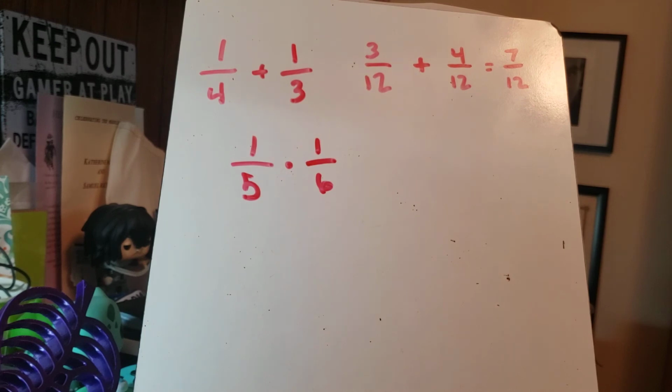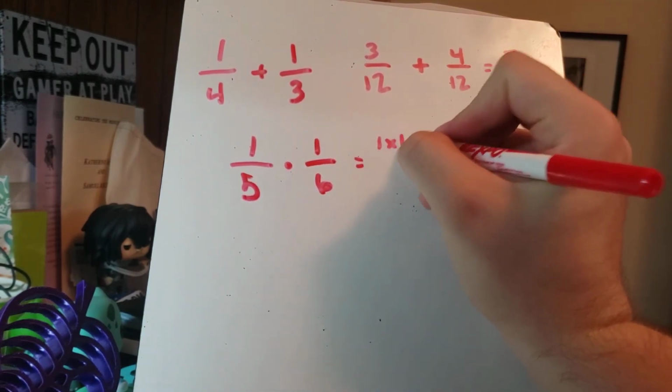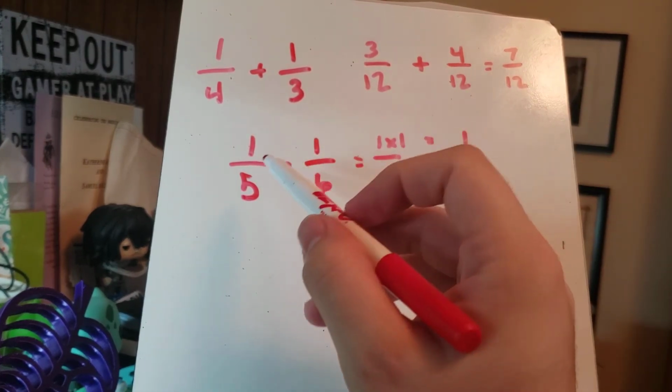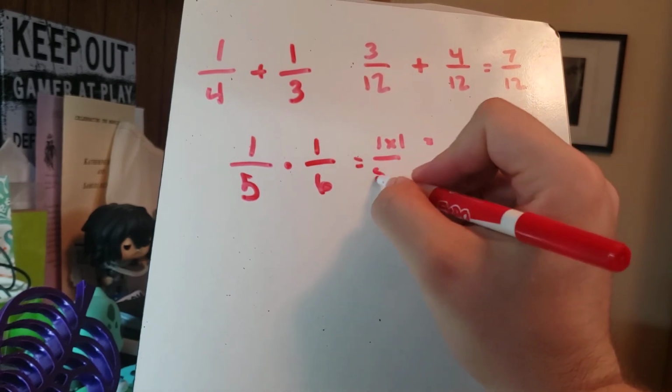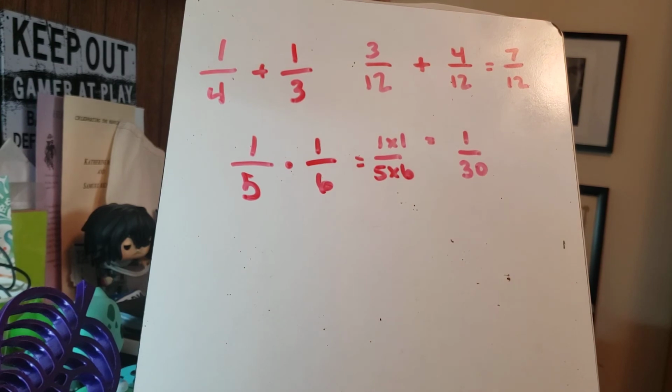So here we've got 1/5 times 1/6. When you multiply, you multiply the numerators times each other and the denominators by each other. So in this example, on the top, we have 1 times 1, which is 1. And on the bottom, we have 5 times 6, which is 30. So the answer to 1/5 times 1/6 is 1/30th. In this example, we don't need to have a common denominator, right? Because we're multiplying our denominators together.